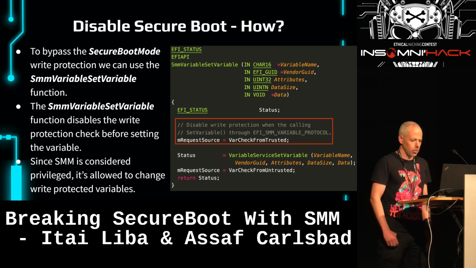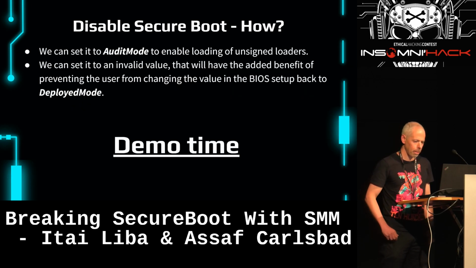To bypass the SecureBoot write protection, we can use the SMM SetVariable function. This function bypasses the variable write protect check by setting a global flag. Since SMM is considered privileged, it's allowed to change write protected variables. We can set the value to audit mode, and that will allow us to load an unsigned OS loader.